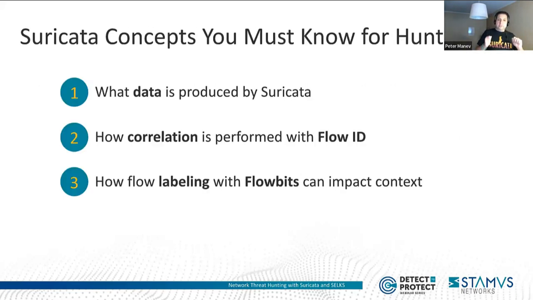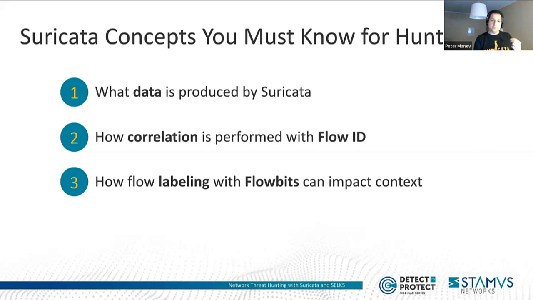Well, first of all, let's talk about the three must-know concepts for Suricata when you're doing hunting. First of all, what data is produced by Suricata? How is correlation performed inside Suricata with Flow ID? And how can flow labeling with flowbits impact context? And we're going to give some examples.